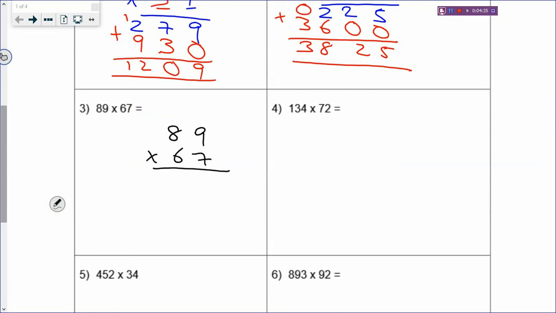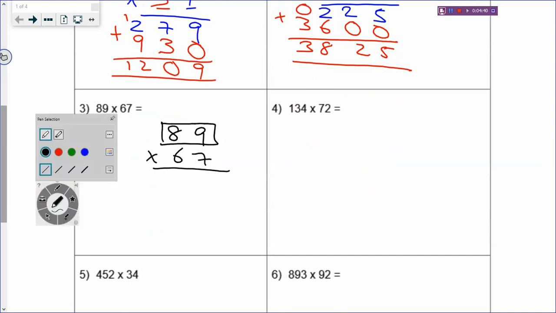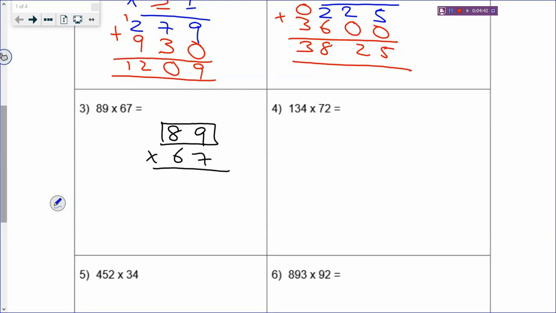Alright, so same thing, you always look at the top number. I'm going to use different colors to help you break down the steps. Take the top number and you multiply by 7 first. Remember? Right? And so you have 9 times 7. You get 63.